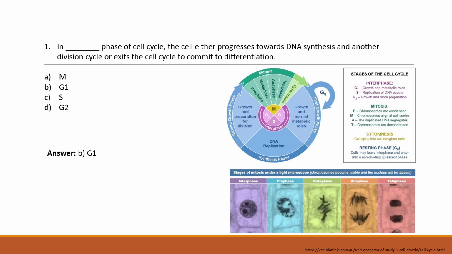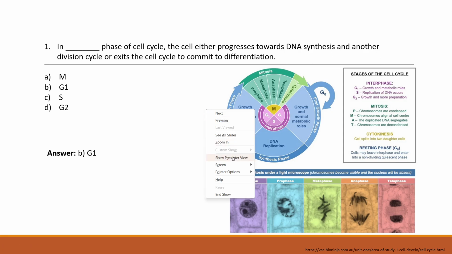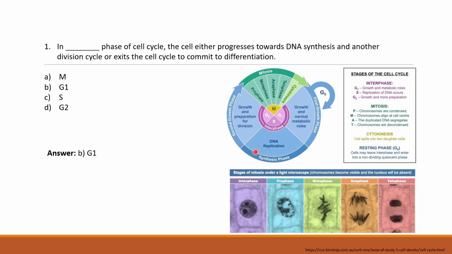So this is the extra information that I wanted to give you there, that G1 is nothing but the growth and metabolic phase, and S is the replication phase, the synthesis phase. G2 is also a growth and metabolic phase, and it is also a preparatory phase for mitosis.